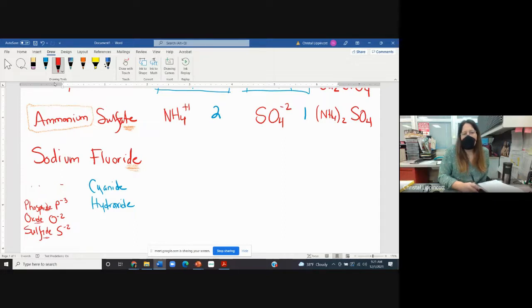Cyanide and hydroxide then are your polyatomic ions. They're going to come off the backside of your periodic table. And that's CN -1 and OH -1.